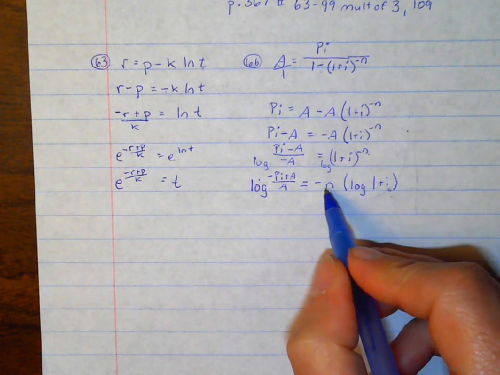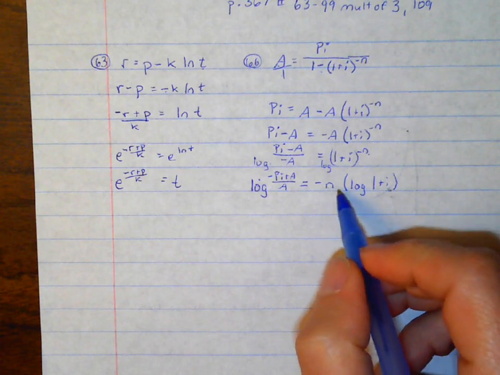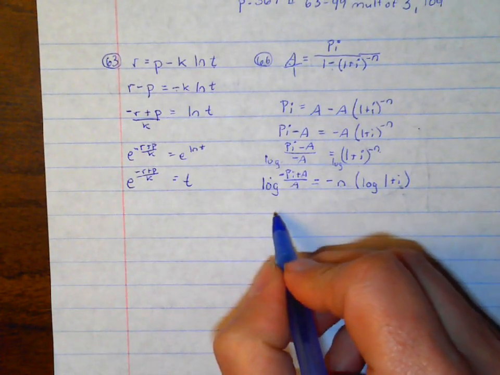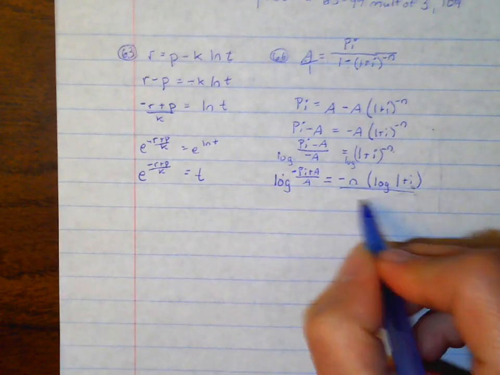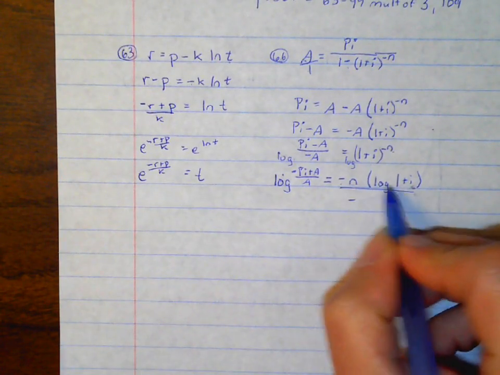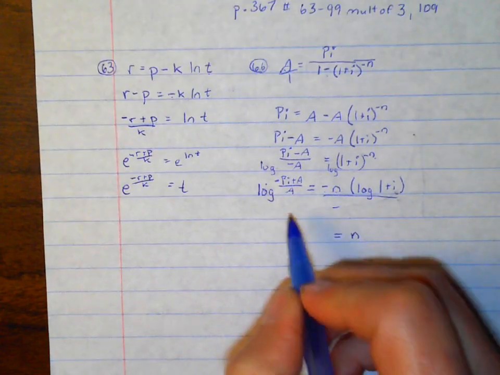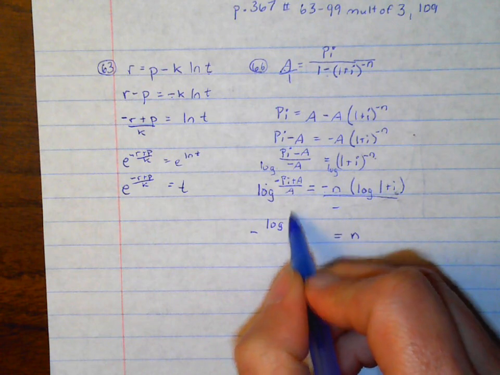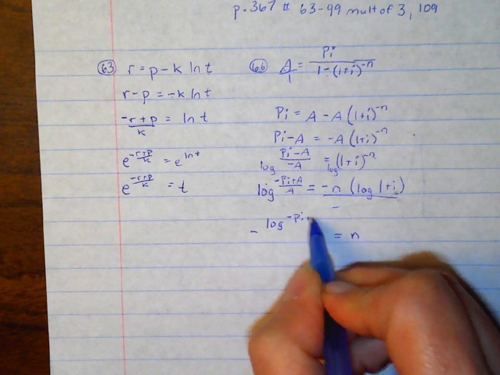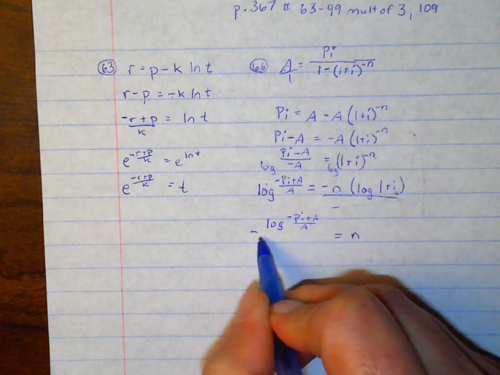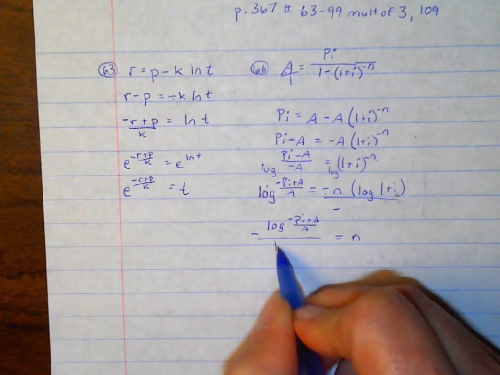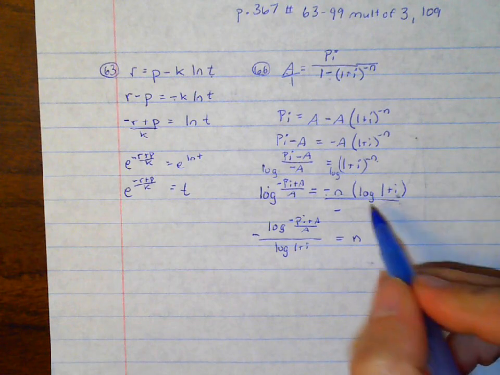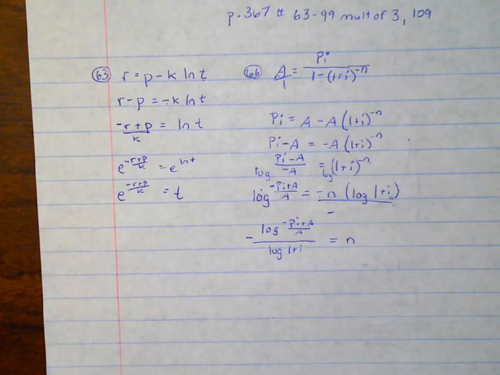Now, to get n by itself, I'm going to divide by this. So if I divide by negative this stuff here, that gives me negative log of negative pi plus a over a divided by log of 1 plus I. Okay. Whew, that was a good one.